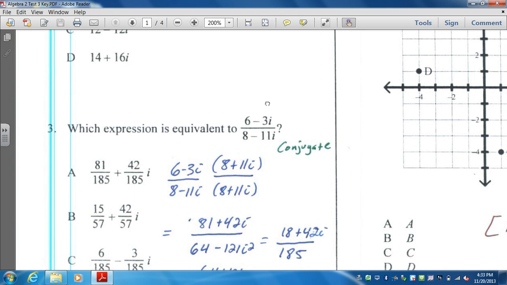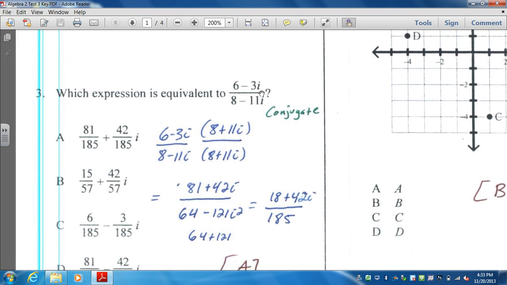For number 3, this one's a little bit more difficult. You got to multiply by the conjugate. The conjugate being that if you switch the sign of the negative, it's going to be positive 8 plus 11i. And then you have to FOIL everything.